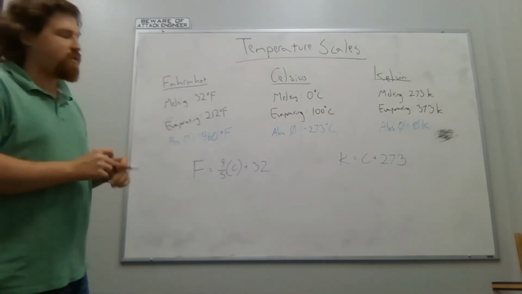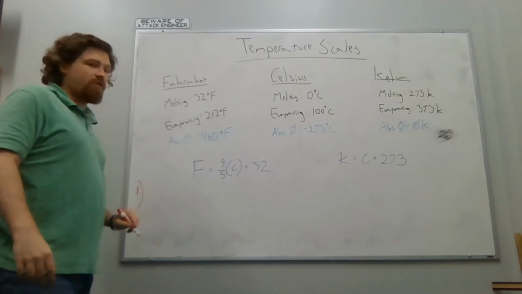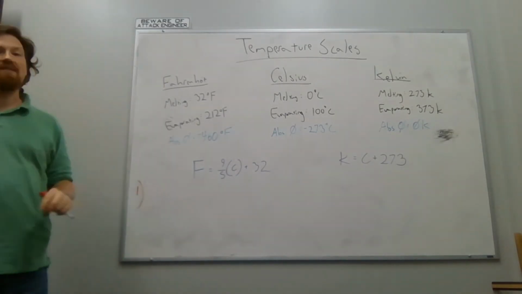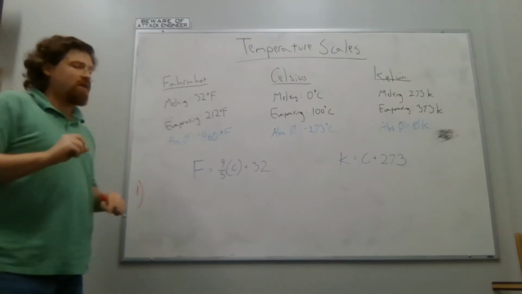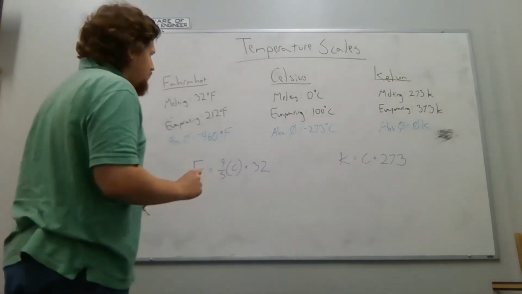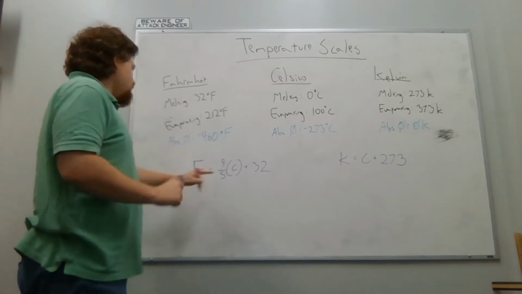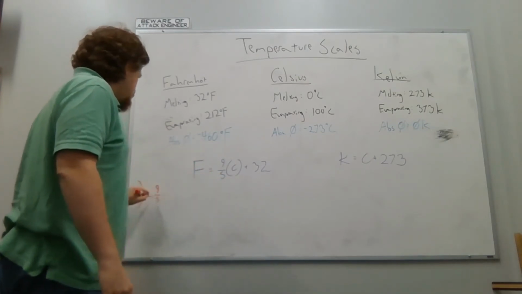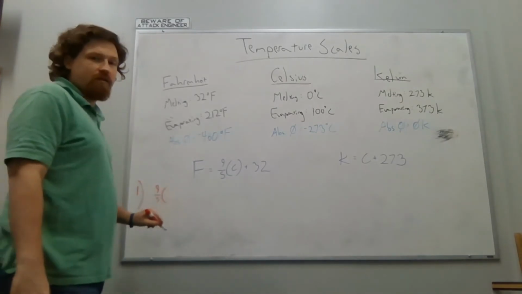Our first set of problems, the first one gives us 45 degrees Celsius and asks us to translate that into Kelvin and Fahrenheit. So let's start with Fahrenheit. If we're starting with Celsius, we're going to do 9 over 5 times our Celsius.